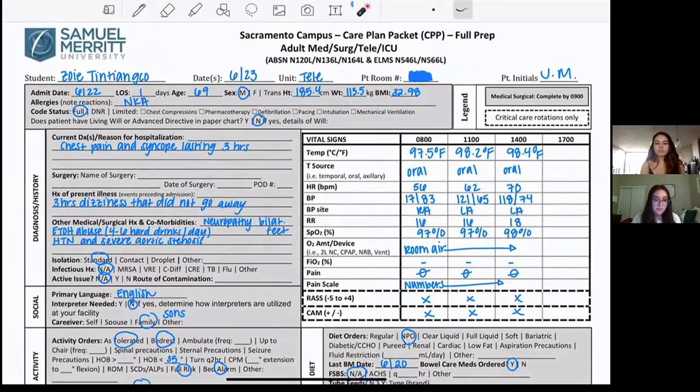So here I also have the admit date, the length of stay, and then some patient demographics. So age, sex, height in centimeters, weight in kilograms. It's very important that the weight is in kilograms because that's what you use when you're calculating your urinary output or when you're giving meds. And then the BMI.